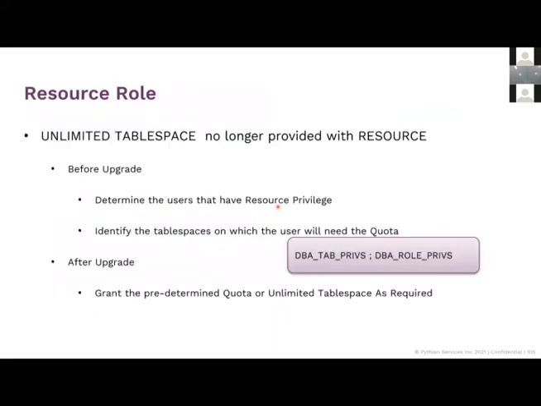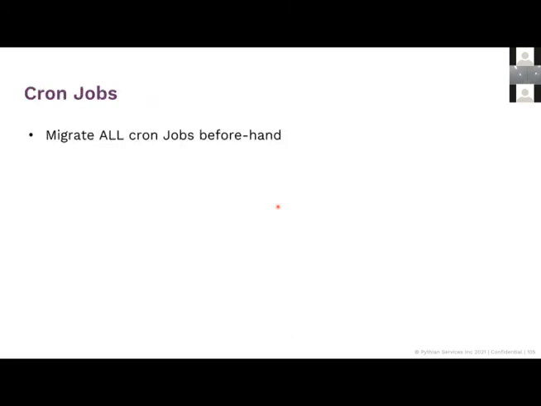Similarly, another change in behavior is the RESOURCE role. That's very particular to Oracle, very particular to a version, where these things have changed, and you have to identify where the unlimited tablespace grant is present on the source, and then identify which users would need the same privileges on the target. So this is the view that can help you do it. And after the upgrade, you've got to give the same grant, right?